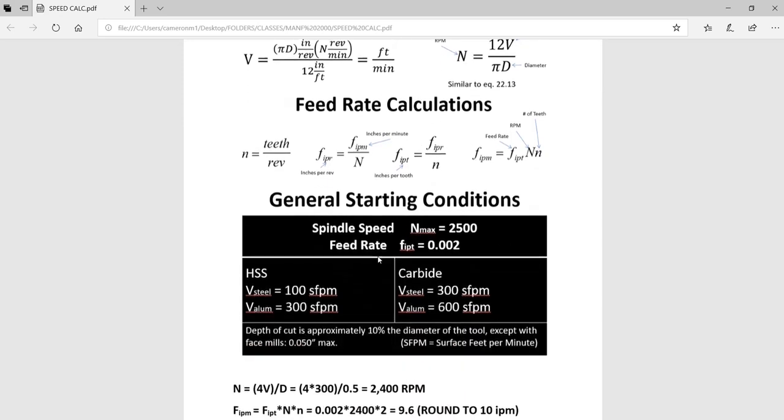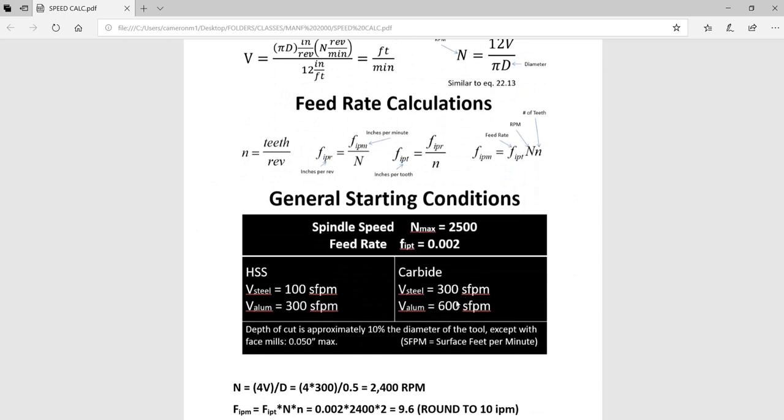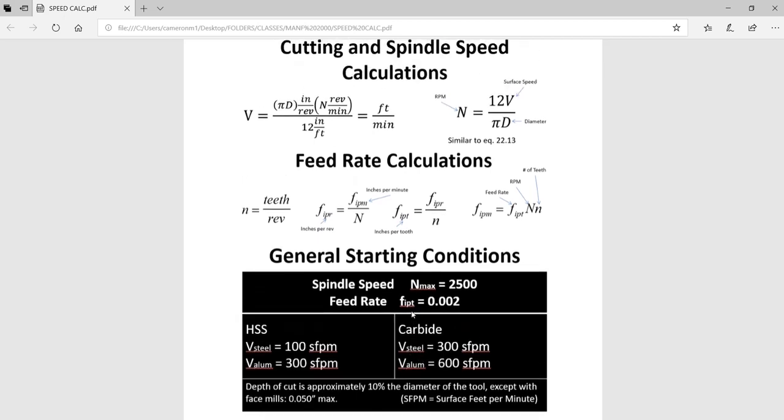There are a few starting conditions that we need to take into account here. The main thing we have to determine is what our tool is made out of and what our cutting material is made out of, whether it's steel or aluminum. Our formula for spindle speed is going to be 12 times the surface speed, we'll talk about that down here in just a second, divided by pi times the diameter of the cutting bit.